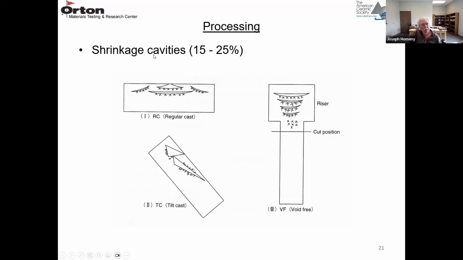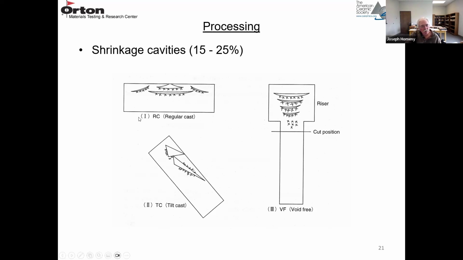So when you cast these materials, you have to worry about shrinkage cavities, which are on the order of 15 to 25%. So the voids are quite large. When you cool from the liquid state, the solid state is going to be denser. It's going to create these cooling voids. So there's different ways to cast these materials.